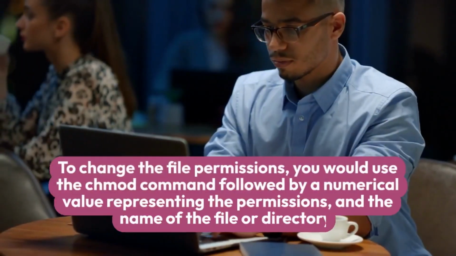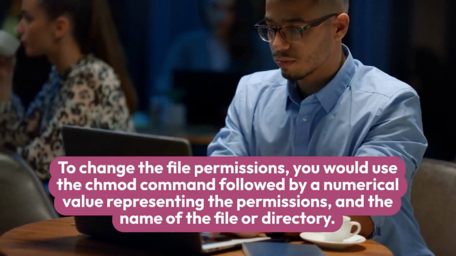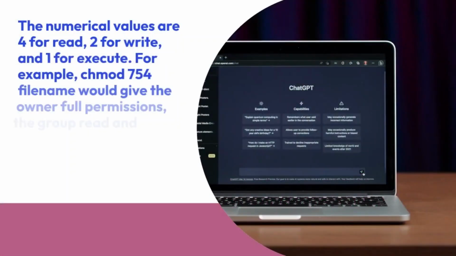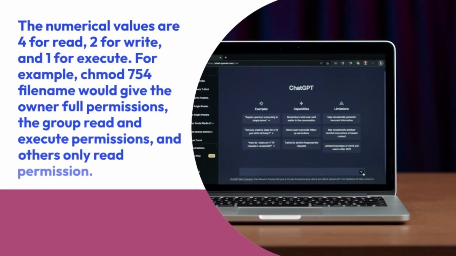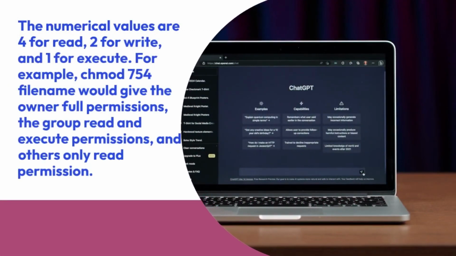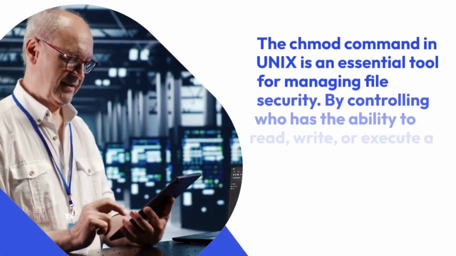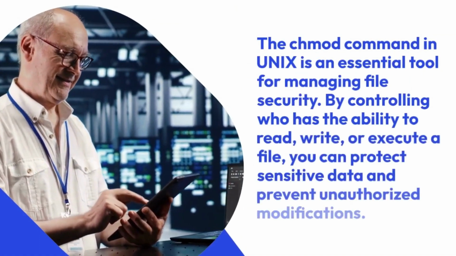To change the file permissions, you would use the chmod command followed by a numerical value representing the permissions and the name of the file or directory. The numerical values are 4 for read, 2 for write, and 1 for execute. For example, chmod 754 filename would give the owner full permissions, the group read and execute permissions, and others only read permission. The chmod command in Unix is an essential tool for managing file security.